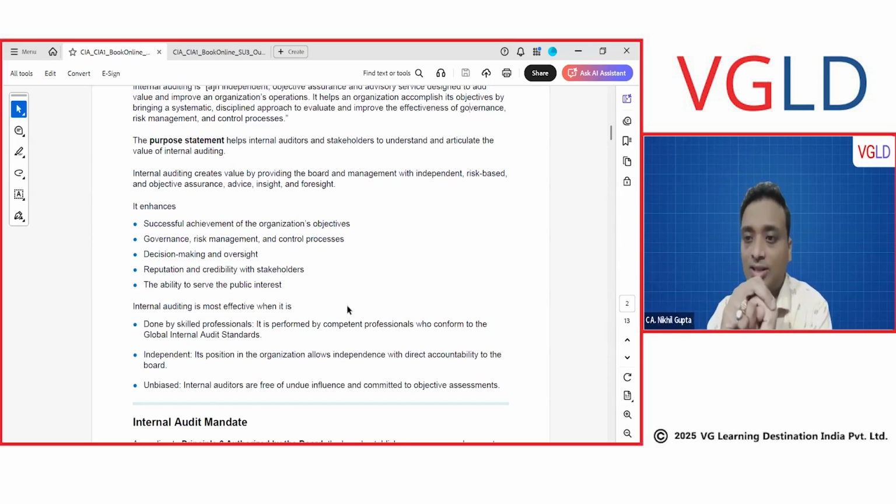That if an internal auditor certifies something, that particular report plays a very important role in increasing the reputation and credibility of the organization with the stakeholders. And the last point is the ability to serve the public interest. That's why, due to the Hindenburg report, the Adani Group is able to serve the public interest in a shorter run. Obviously, in a longer run, they will.